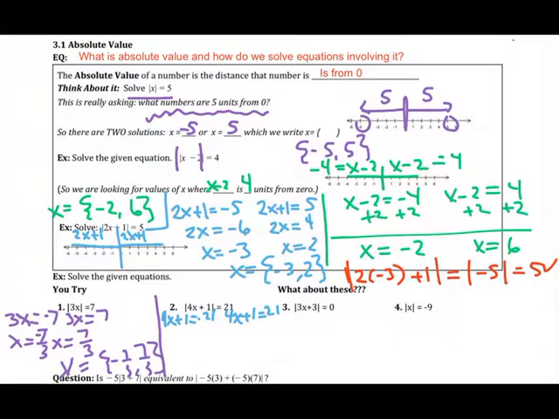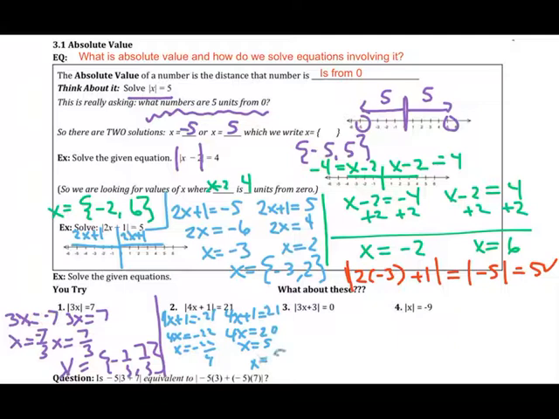4x plus 1 equals 21. Then we're going to solve each of those equations. We're going to subtract 1 from both sides in both equations, and then we're going to divide by 4. Remember to always simplify your fractions. I'm running out of space, so I'm going to come down here a little bit.